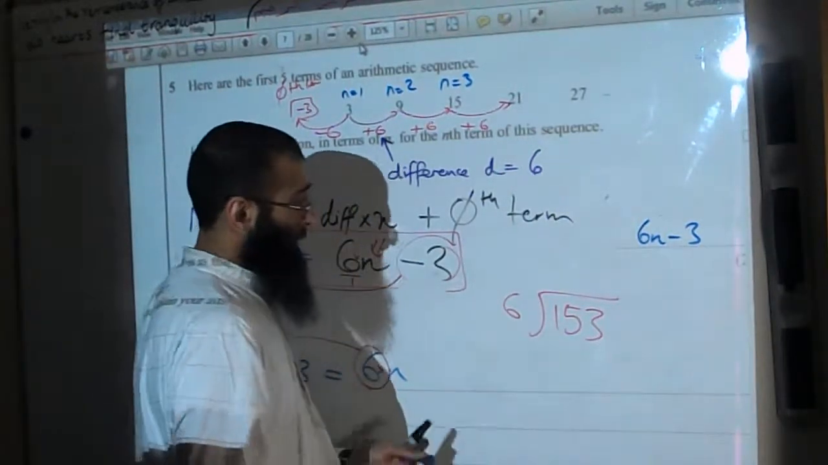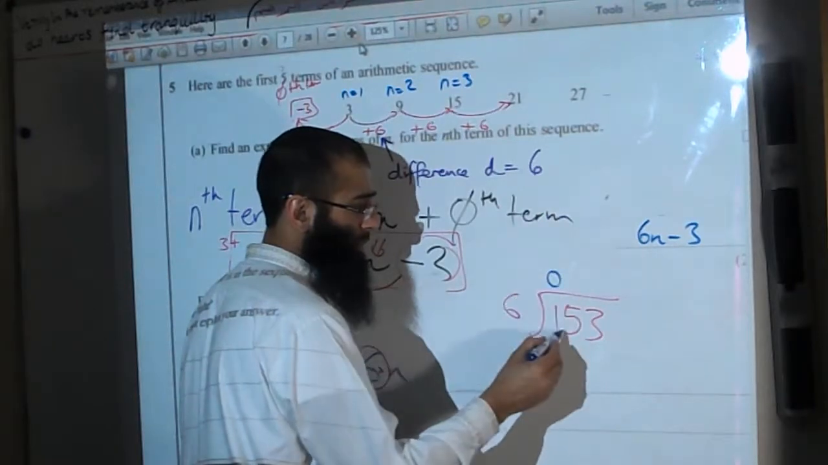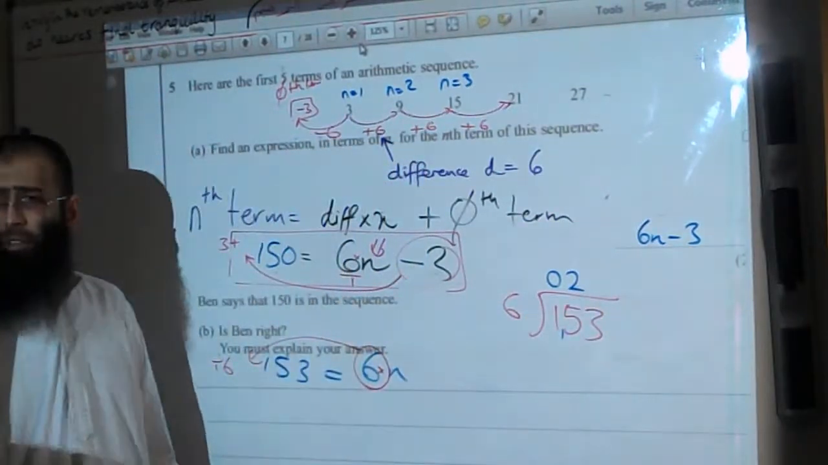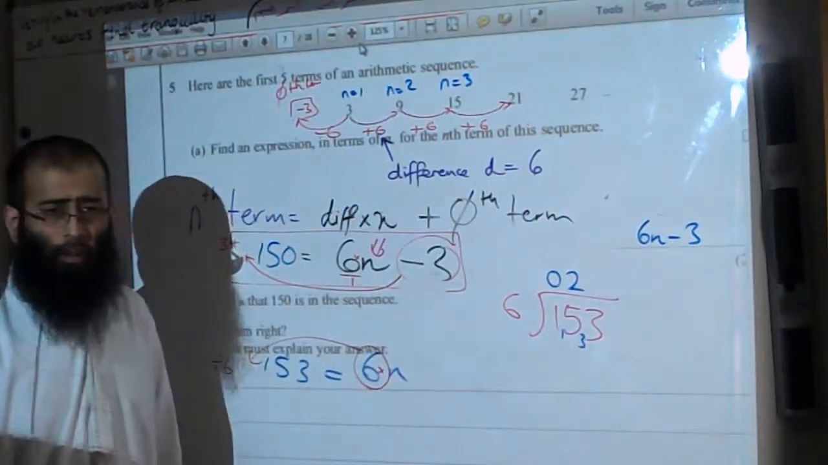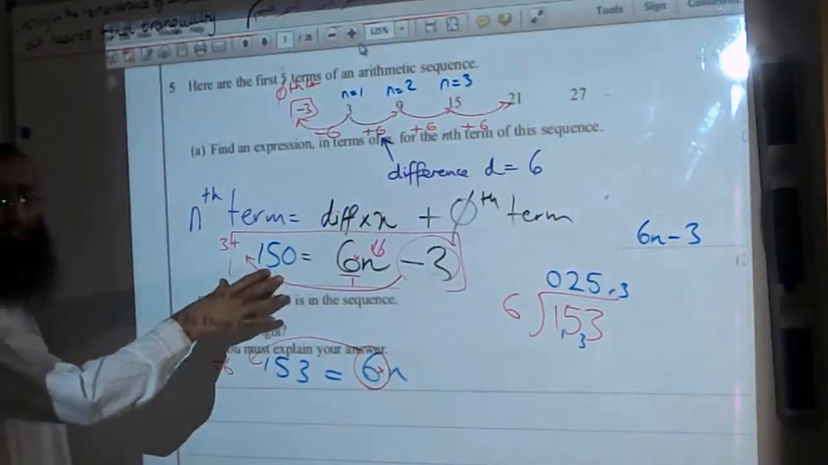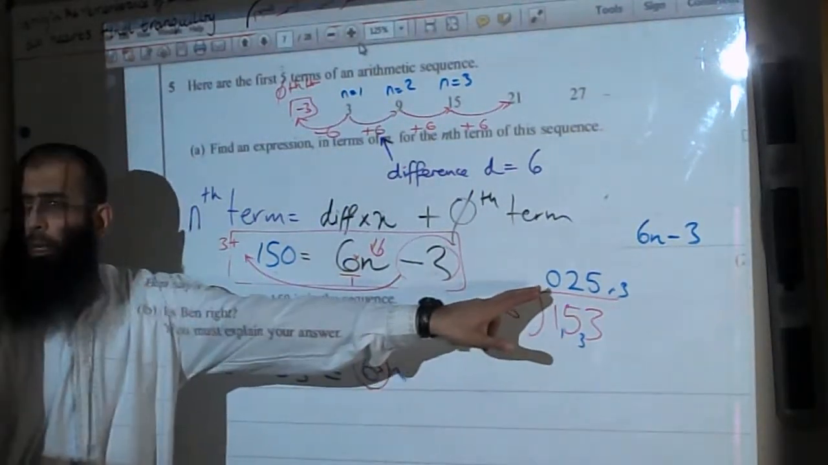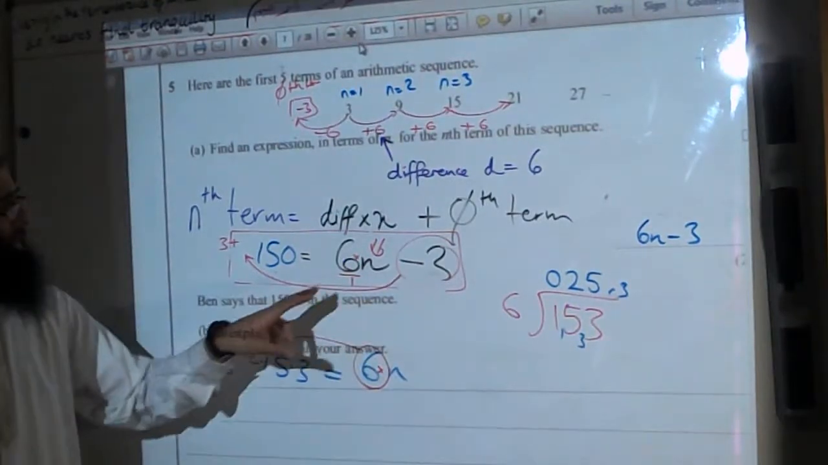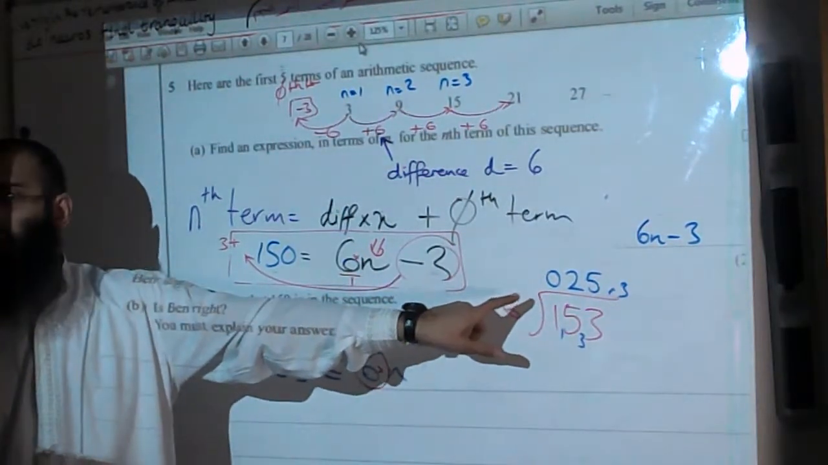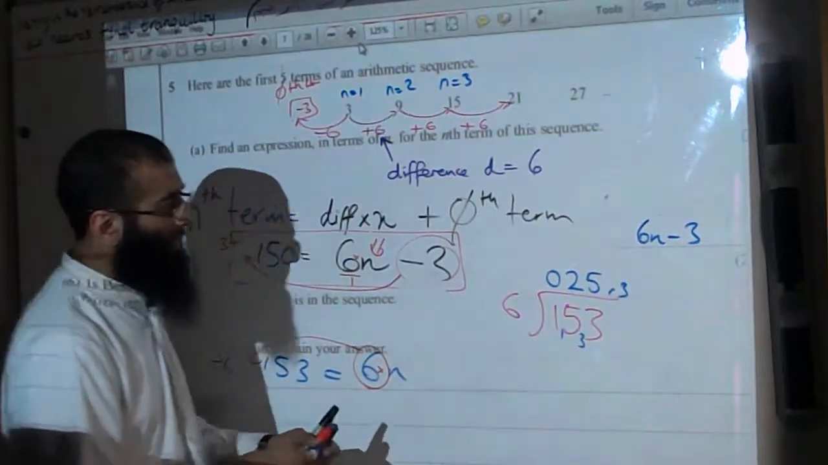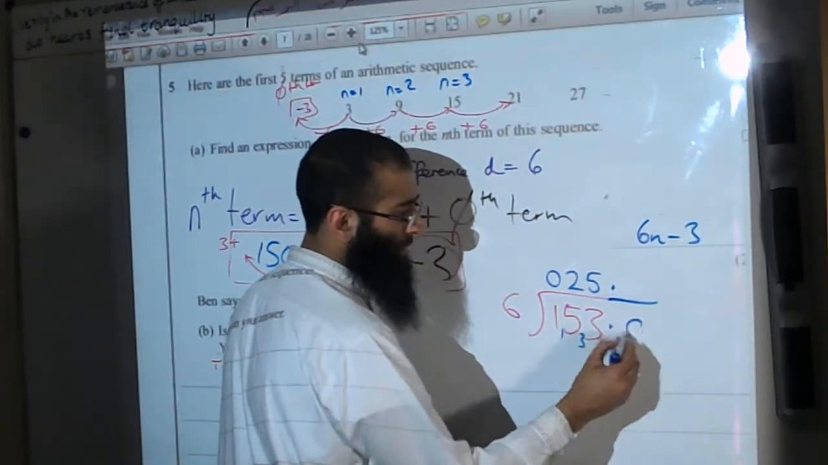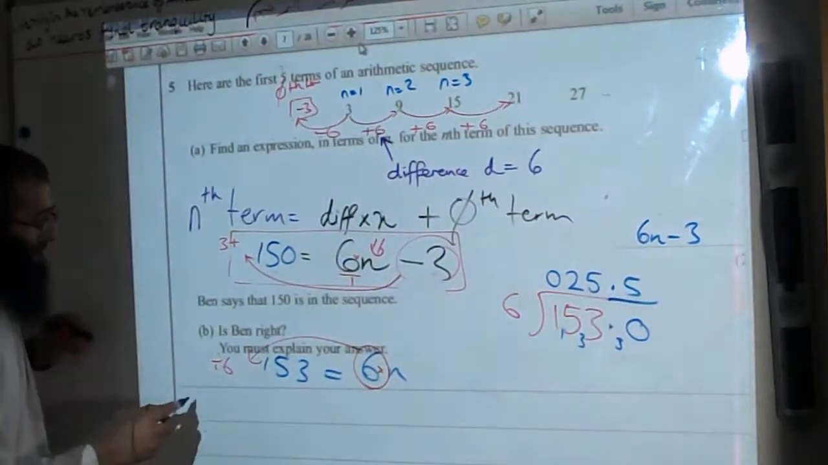Let's write that out. So 6 goes into 1 how many times? 0, remainder 1. 6 goes into 15 how many times? 2. 6 times 2 is 12, so the remainder is? 3. How many 6s go into 33? 5. Remainder? 3. Now, in order for 150 to be a part of this sequence, that's the n value by the way, it's 25 and it's a fraction, decimal answer. So n must always be a whole number, an integer. Is this giving us a whole number answer? No. Okay, so 25 remainder 3 will actually give you, in reality, 25.5. So we have to say, is Ben right?